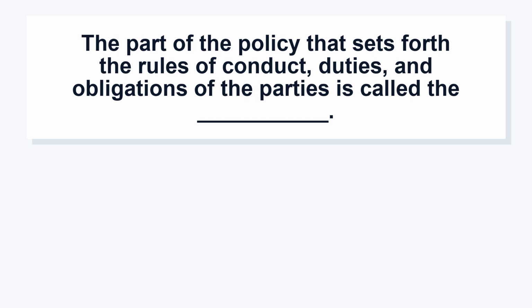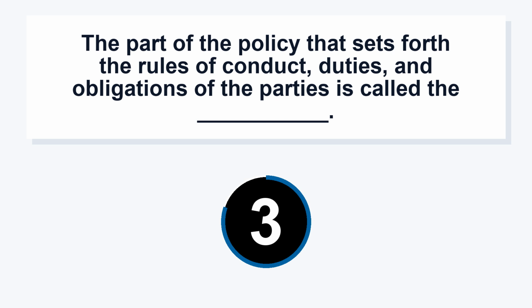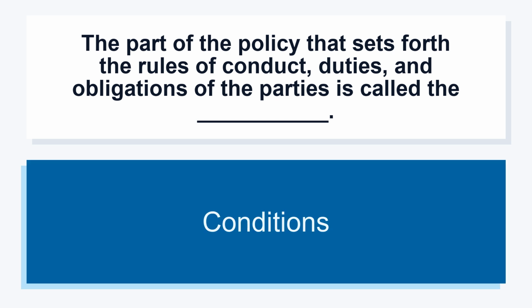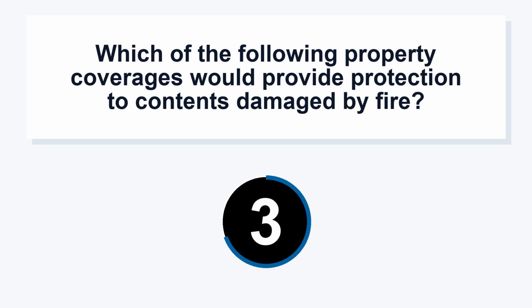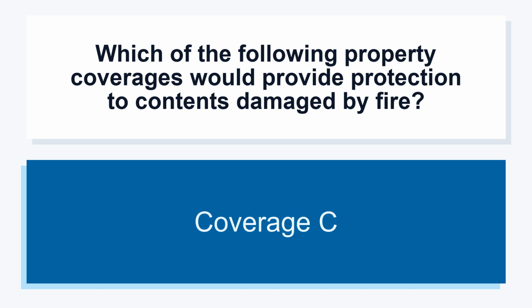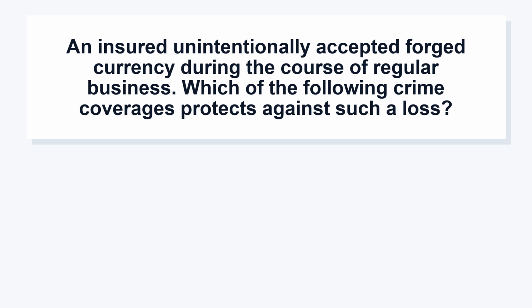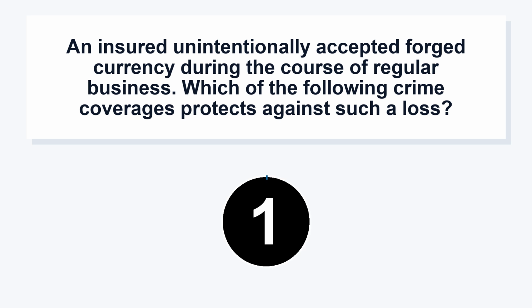The part of the policy that sets forth the rules of conduct, duties, and obligations of the parties is called the... Which of the following property coverages would provide protection to contents damaged by fire? Coverage C. An insured unintentionally accepted forged currency during the course of regular business. Which of the following crime coverages protects against such a loss? Money orders and counterfeit paper currency.